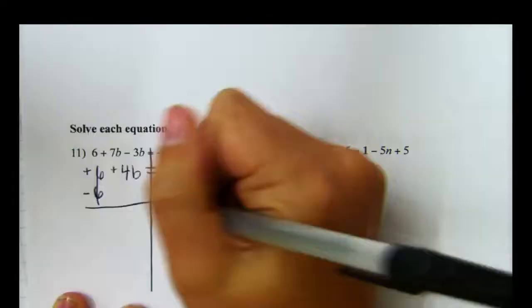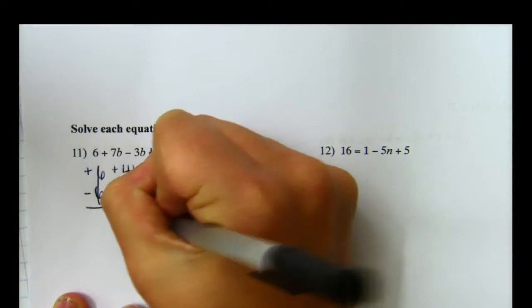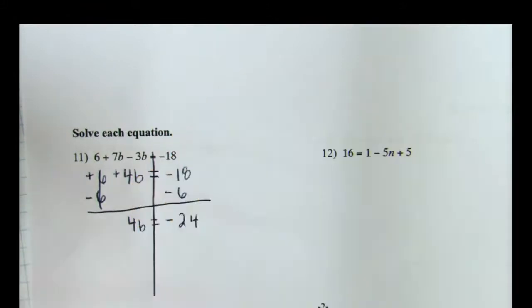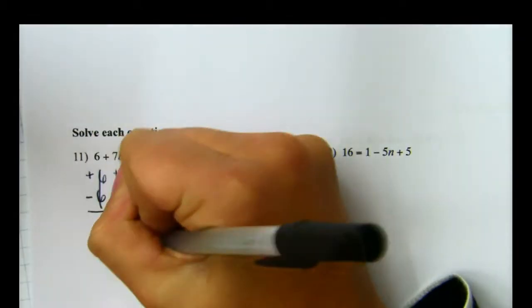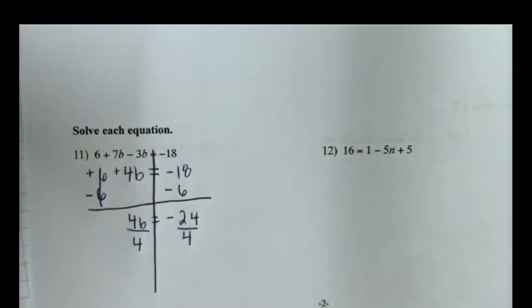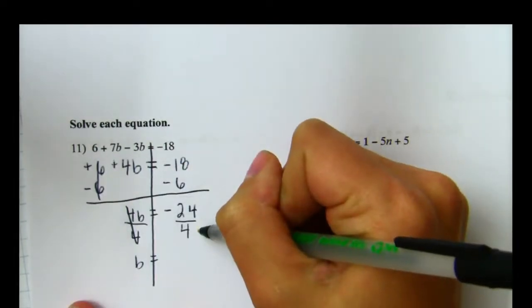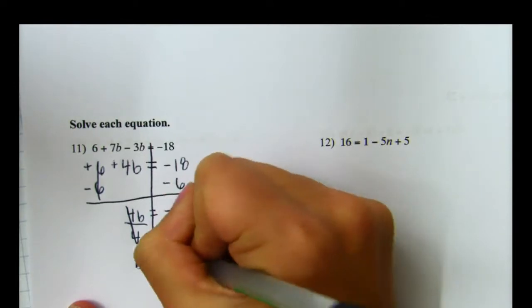Okay, when I do that, my 6's are going to cancel out. I'm going to be left with just a 4b. Negative 18 minus 6 will give me what? Fantastic, a negative 24. My last step in getting b by itself is to do what? Great, divide by 4 on both sides. So that in the end, I'm just going to be left with b over here, which is equal to negative 24 divided by 4, which gives me a negative 6.